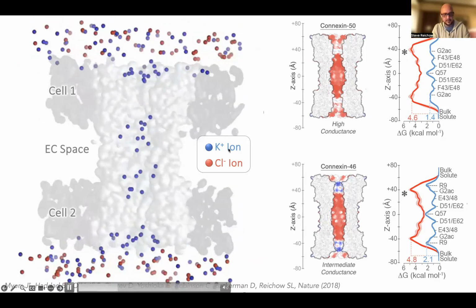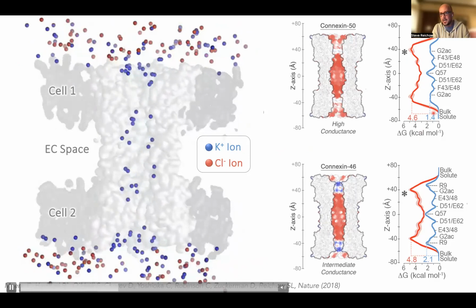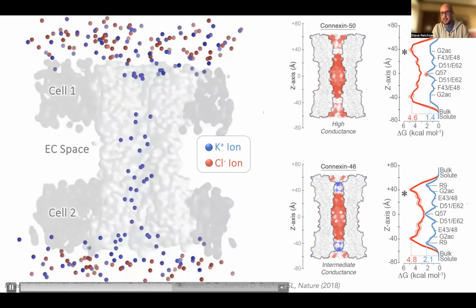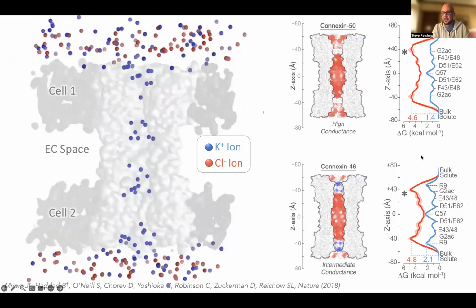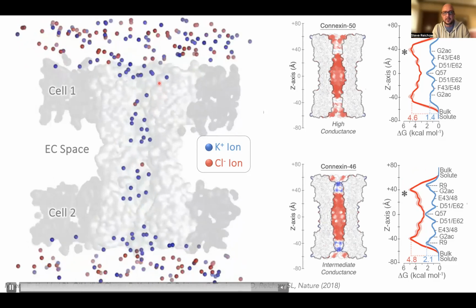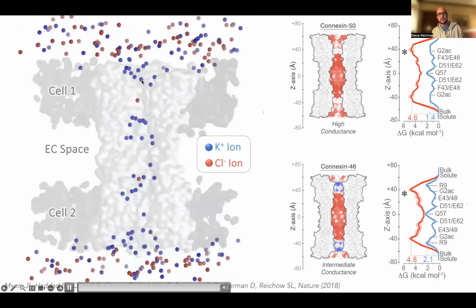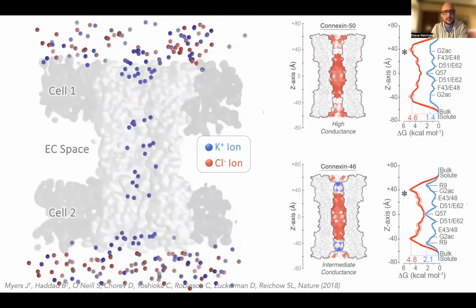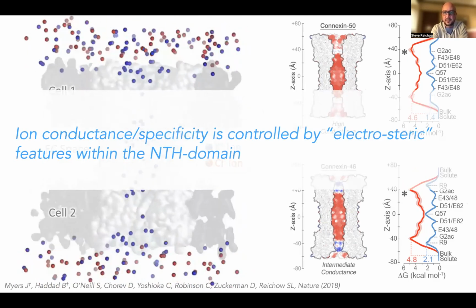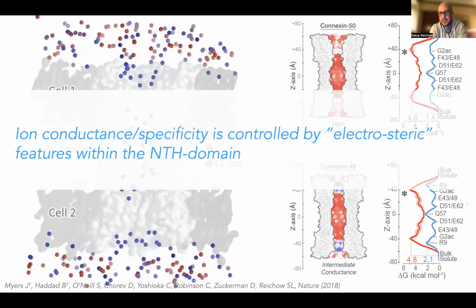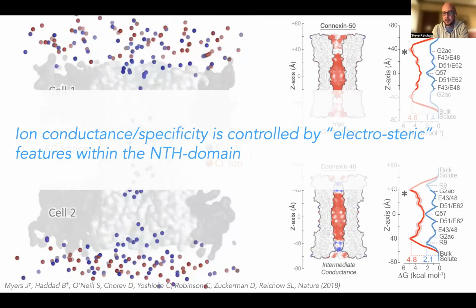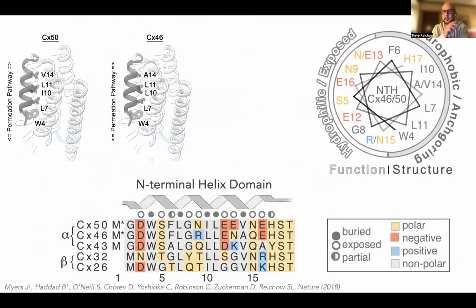Just to explain this a little bit more, these troughs here are the low energy sites, the transient binding sites, and these higher energy barriers are the places where the ions don't like to spend much time. You'll find that the highest energy barrier is up towards the entrance of this channel, right up here. Structurally, this aligns to the N-terminal helical domain that I've been talking about earlier. And so we were led to the idea that ion conductance and specificity is really controlled by this, quote, electrosteric feature that's defined by the N-terminal helical domain. I'll get into a more detailed analysis of this domain on this slide here.